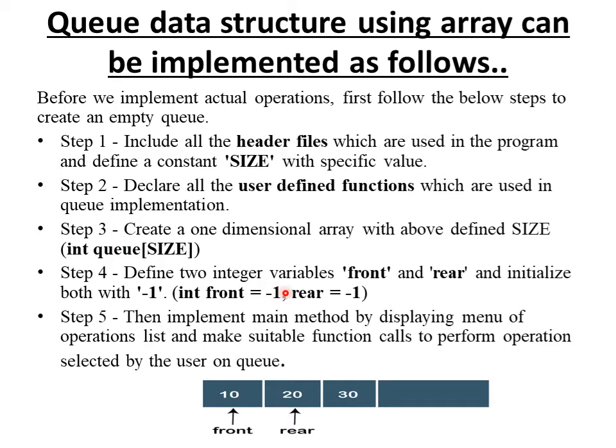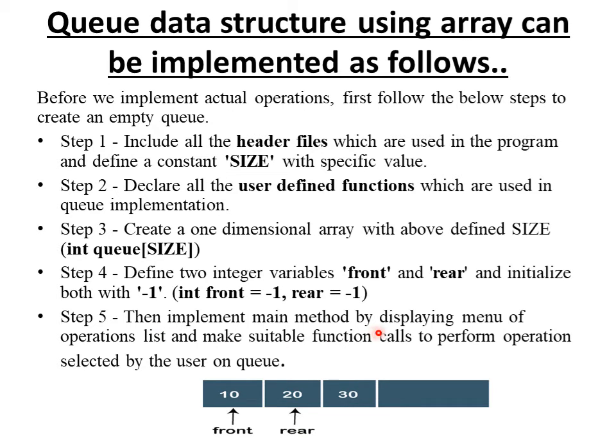Next step, define two integer variables, front and rear, to point out how the queue is moving, and initialize both with -1. Initially, I am initializing front equals to -1 and rear equals to -1. Next, in the next program, after front equals -1, I am assigning front equals 0 and I will keep rear as it is, -1. In the next slides, I will explain in detail how it works.